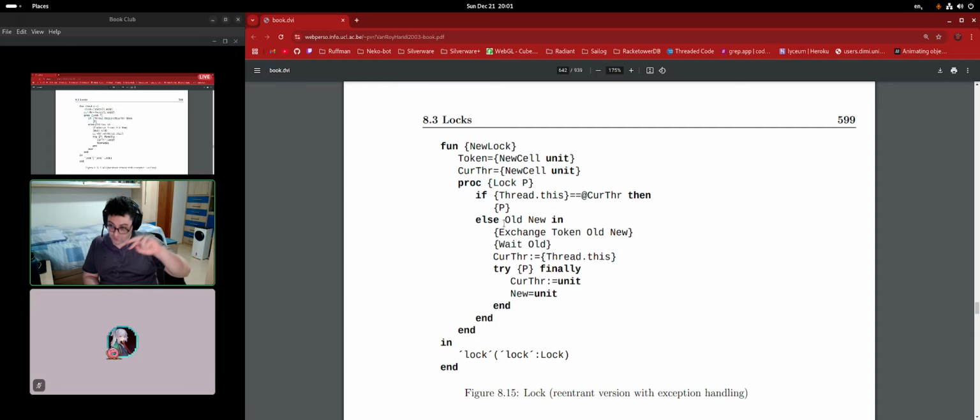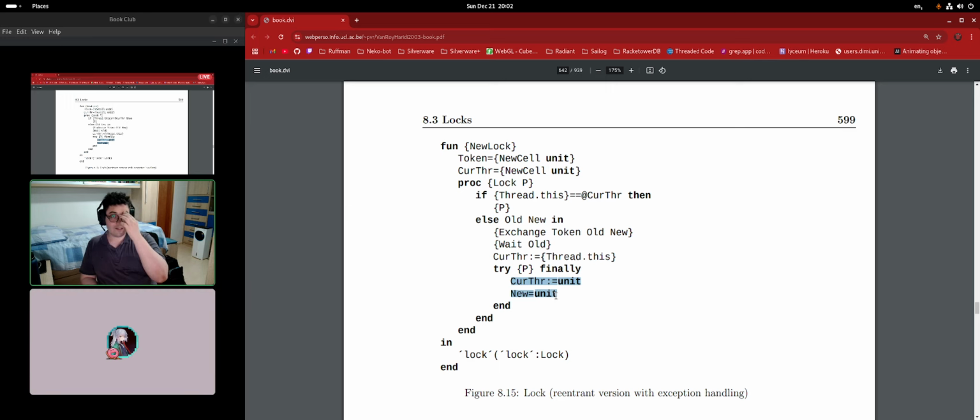So in the else we do the token passing strategy using the exchange and the old and the new, passing the baton. And then we have current thread equals thread. So here we are putting ourselves into the seat, saying this is mine. Then we execute P with a try finally, because we introduced exceptions before. And then in the finally, we bind the current thread and the new to unit.